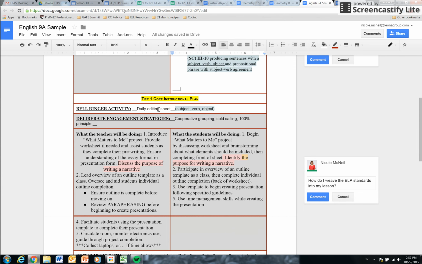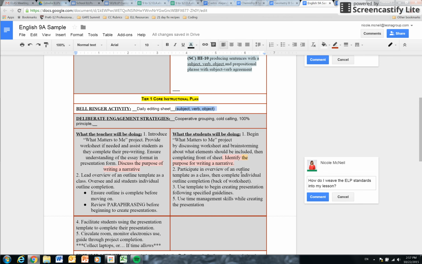So this teacher has an editing sheet every day. I want them to focus on subject, verb, object. I want to be sure I include that so that the students can focus on that. And then as we're going through the What Matters to Me project, I want to discuss what is the purpose of the What Matters to Me project and writing a narrative. And then I want students to identify the purpose for writing their narrative.